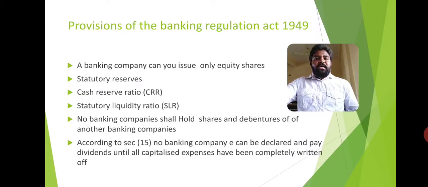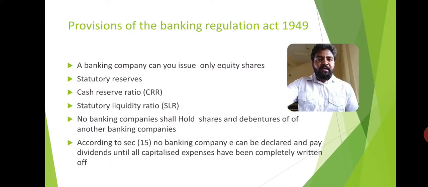See, a banking company can issue only equity shares. Here the banks will issue only equity shares. We do not issue preference shares like redeemable, irredeemable preference shares, participating preference shares, non-participating preference shares, cumulative preference shares, non-cumulative, convertible and non-convertible preference shares. Here banking companies can issue only equity shares.